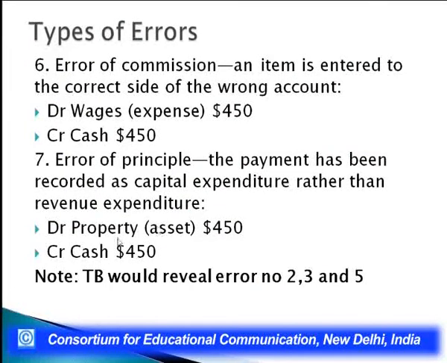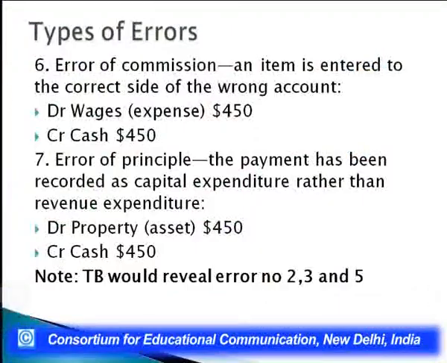Out of the 7, in the conclusion it is written, error number 2, 3 and 5 at the bottom are going to be revealed while preparing trial balance. The remaining errors, either omitting completely, or principal errors, or the error of just commission, are not going to be identified. So this is all about trial balance and errors, identification in trial balance.